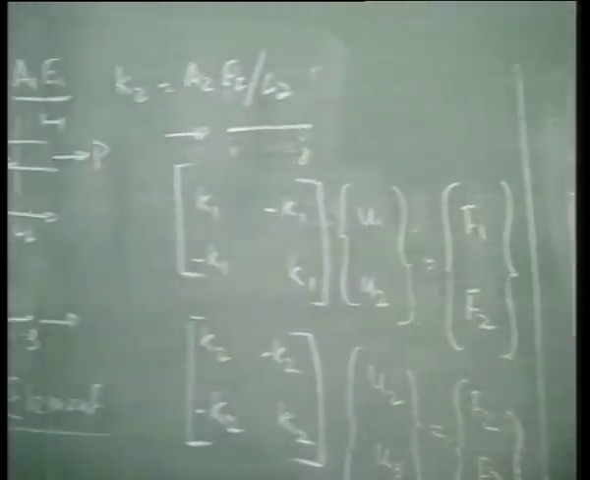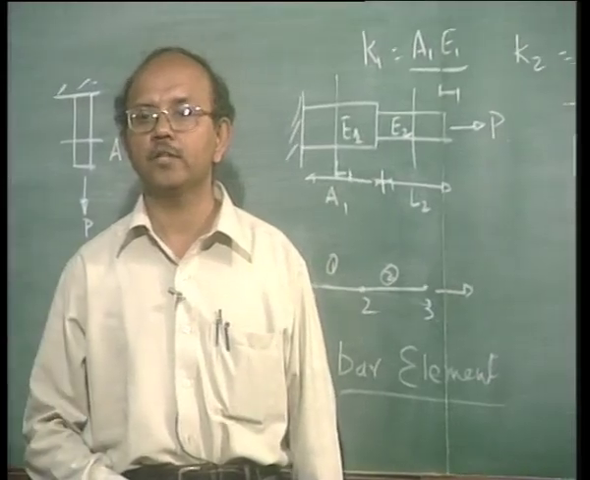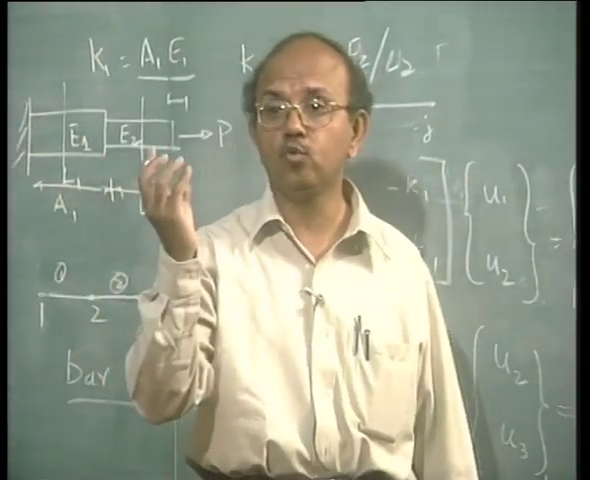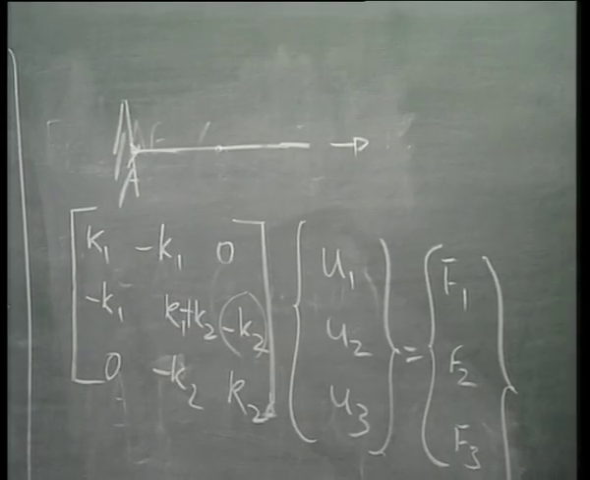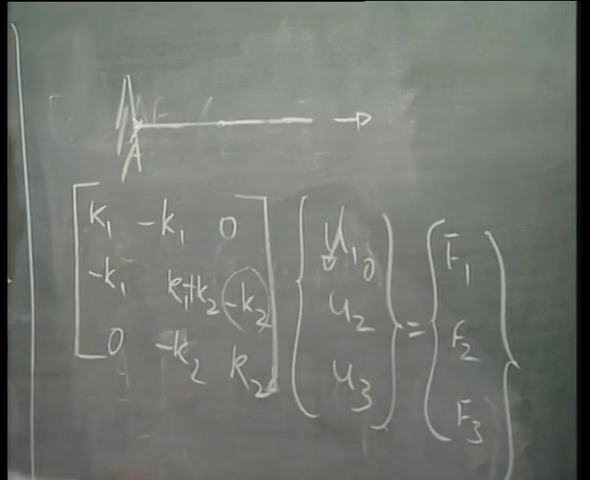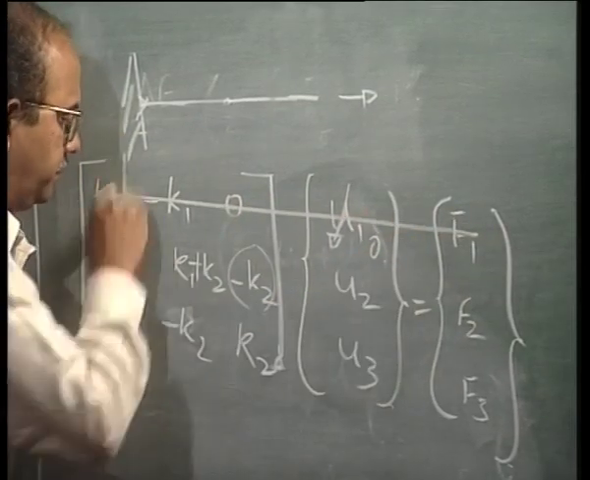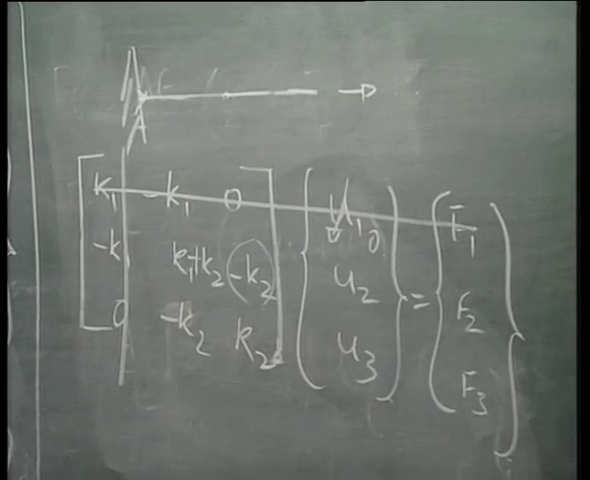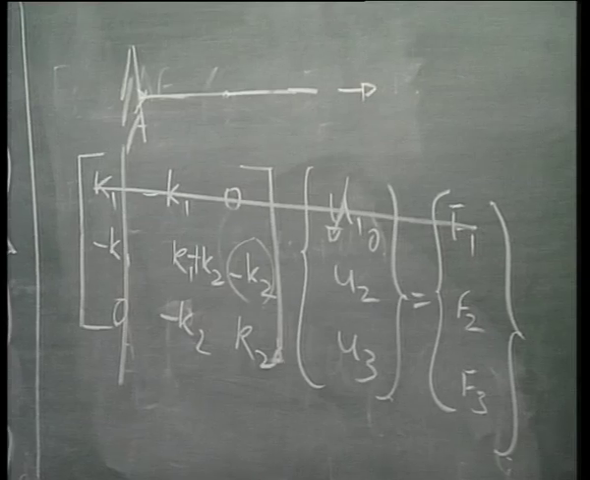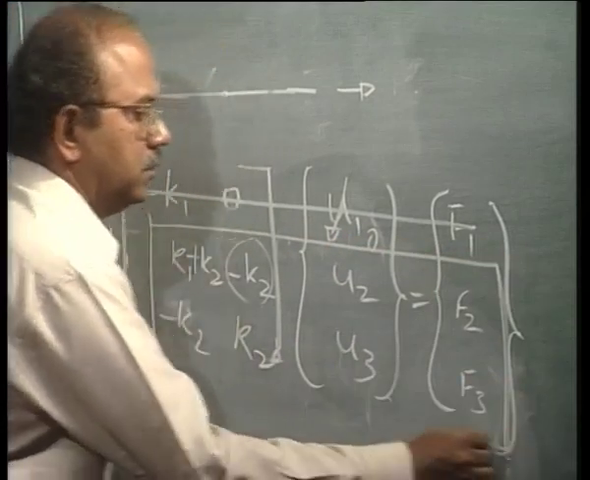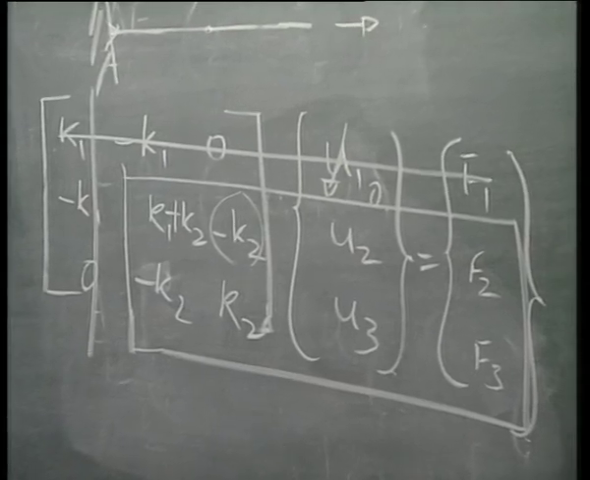As you correctly said, u1 is specified, and u1 happens to be 0. So, how many unknowns are there now? 2 unknowns, u2 and u3, and u1 is already known and happens to be 0. Since u1 is equal to 0, I eliminate these two lines, in other words, I eliminate that row and the column, and restrict my attention to this particular piece.